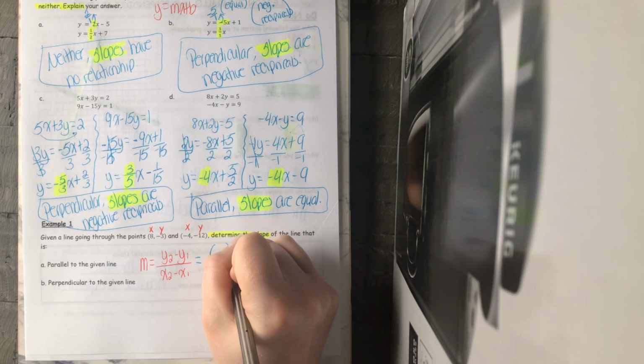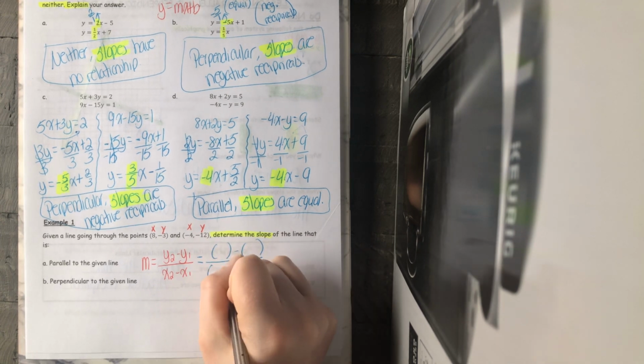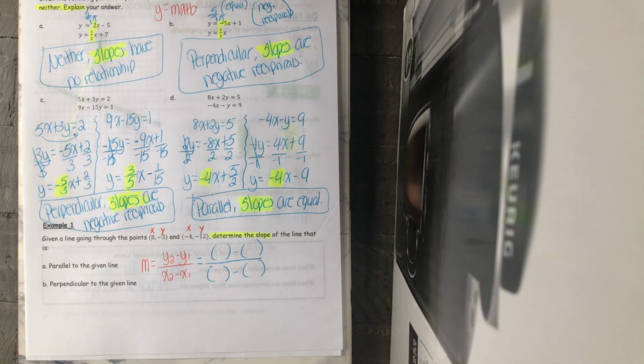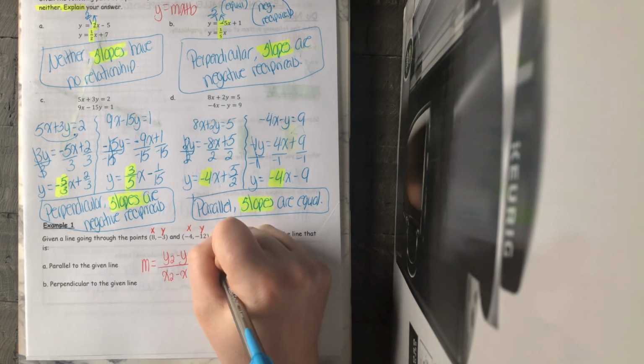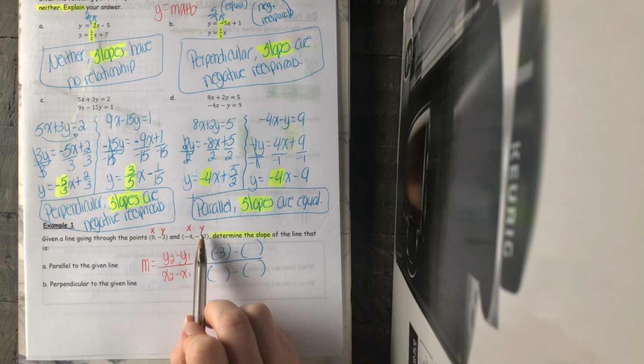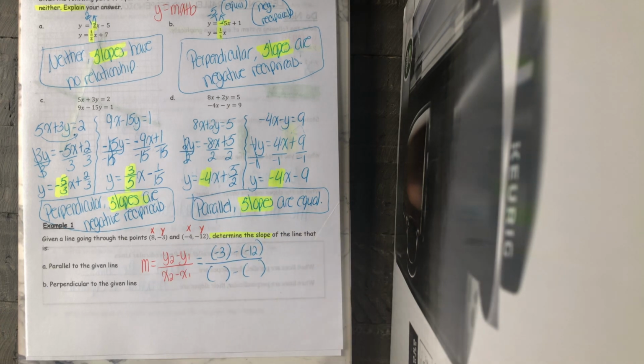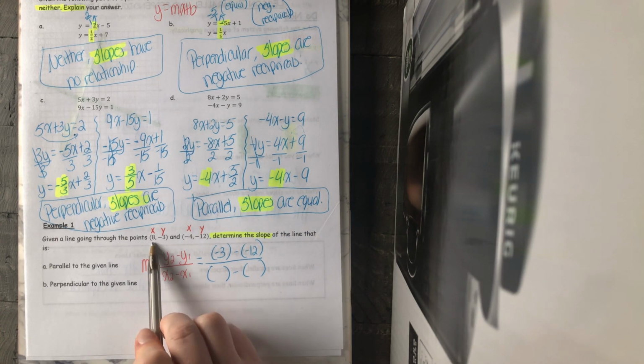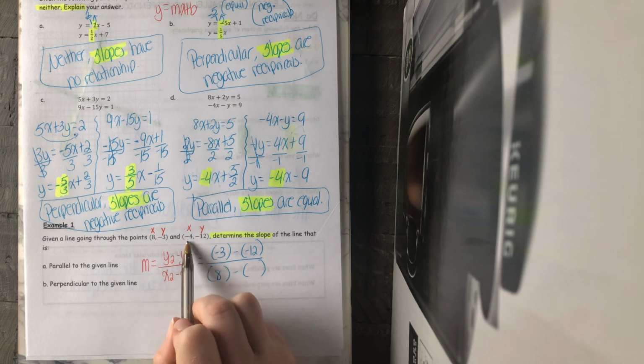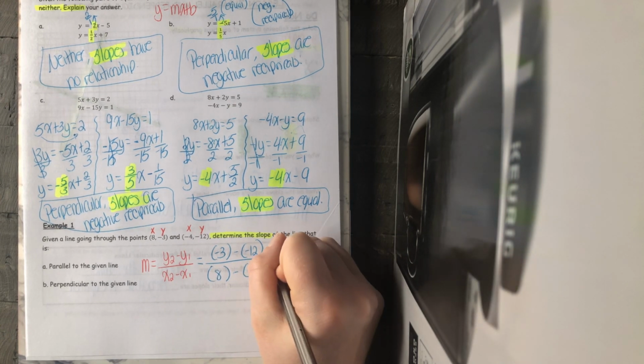I have my y's on top and my x's on the bottom. I don't want to confuse you because I feel like a lot of teachers do this different, but if you read left to right, I hope all of you do that, I'm just going to plug in left to right. So the first y value, because y goes on top, the first y I'm seeing is negative 3. And then the next y I'm seeing is negative 12. Same thing for x. The first x is 8. The second x is negative 4.